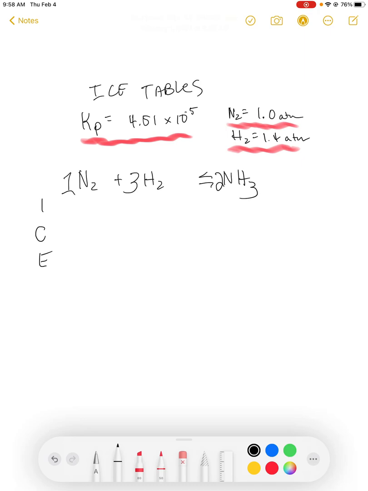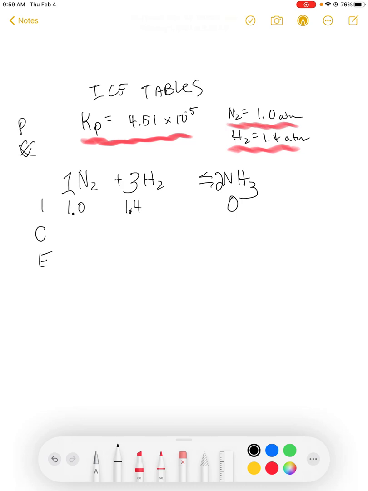So in the ice table, we've got the balanced equation. We want to start with that. So we know that the pressure of the nitrogen is 1 atmosphere. And in ice tables, we either use pressure or concentration, but this one is going to be just pressure. And we know that the hydrogen is 1.4 atmospheres, and we have 0 of the ammonia. So that is what we have initially. And we're going to allow this thing to react.